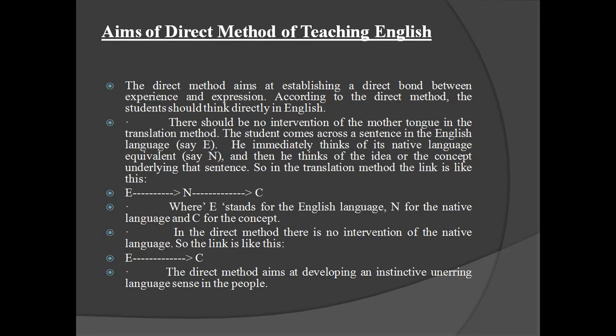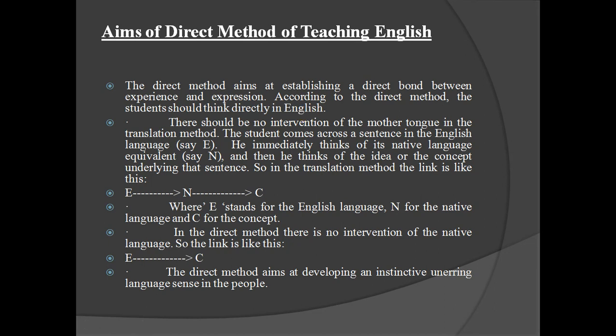Now the aims of the direct method of teaching. The direct method aims at establishing a direct bond between experience and expression. You experience something and then you express. So they say that there should be a direct bond. The way you experience it, you should be able to express it. According to the direct method, the students should think directly in English.